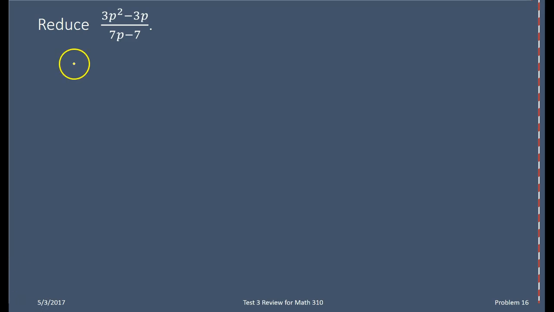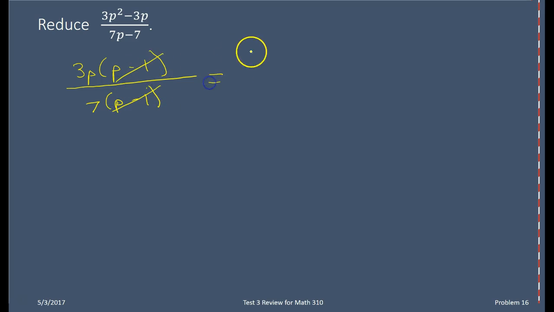This problem is easy if you remember to factor out your common factors first, and also when you factor out a 3p from your 3p, you're left with 1, not 0. So your numerator is 3p times p minus 1 over 7 times p minus 1. Then your p minus 1's cancel, and you're left with 3p over 7.